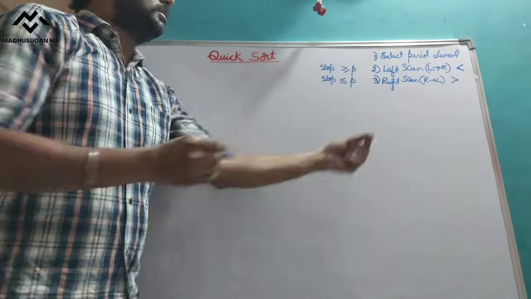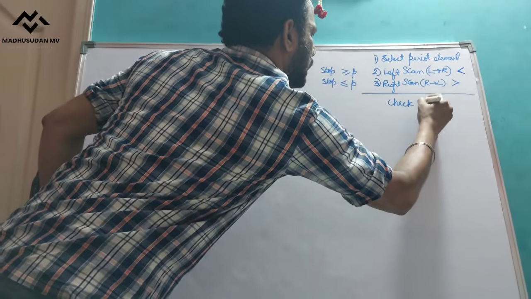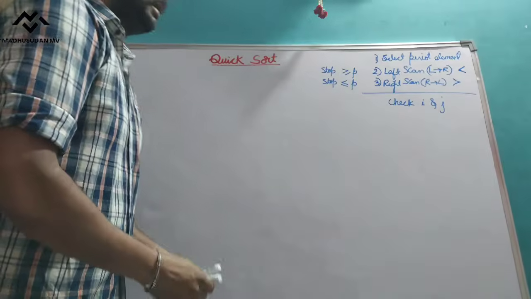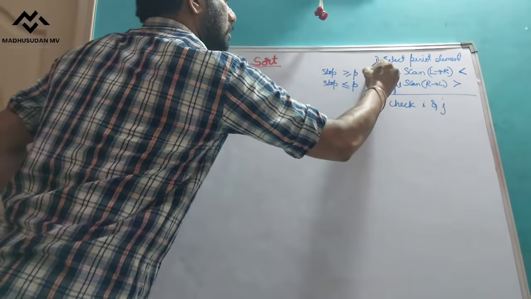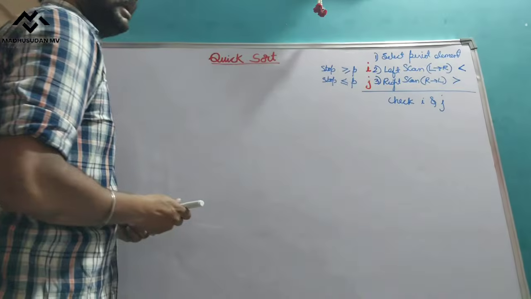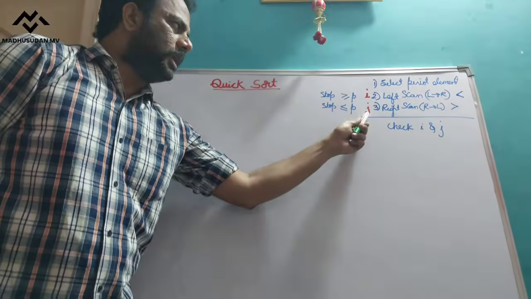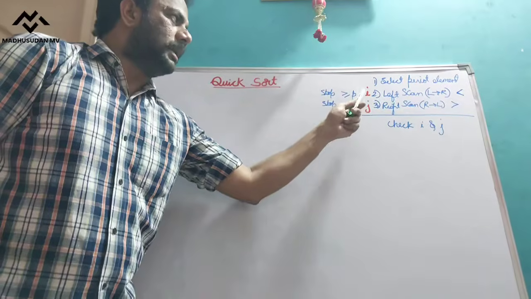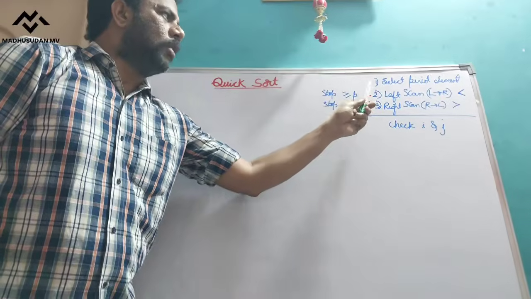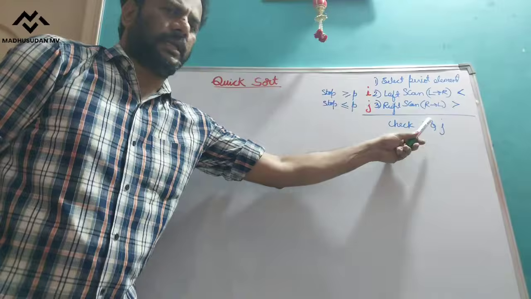After stopping both the scans, what do we do? We check I and J. What are I and J? To do the left scan we use I as an index, and to do the right scan we use index J. So index I is used for the left scan, index J for the right scan. I and J are positions, whereas P is an element. After stopping both scans, we check the positions I and J.